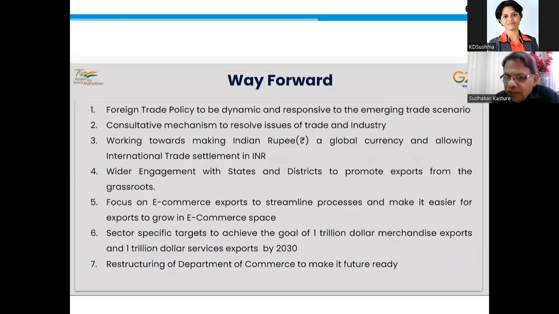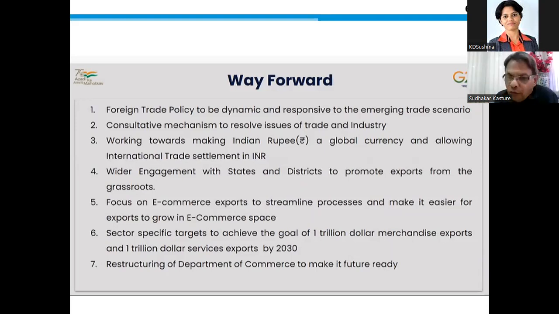Wider engagement with states and districts. This is what is aimed at: district hubs, the District Export Hub scheme, and 122 districts have already been identified. Products have been identified. Postal encouragement has taken place. So this all can go under this. It envisages participation from district level, from experts, from state level, from central level, working out programs, outreach programs, skilling, everything is going under this particular category.